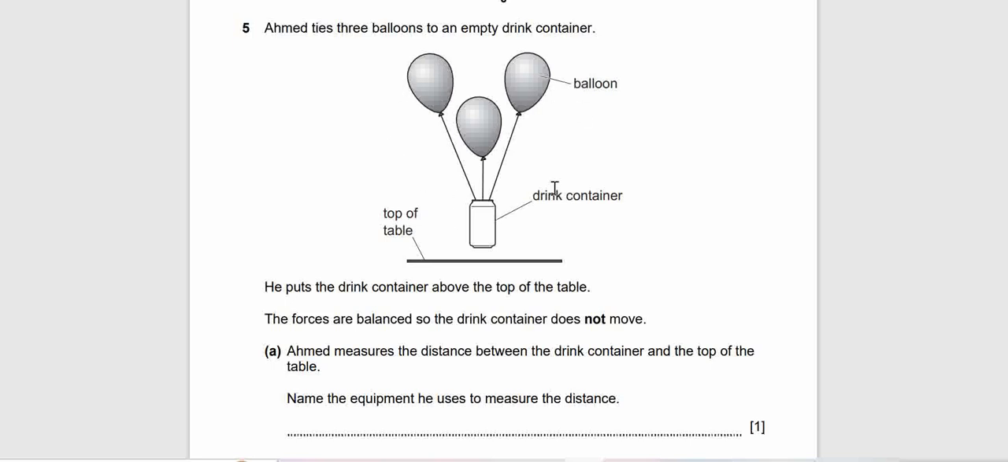1, 2, 3 balloons, drink container, top of the table. He puts the drink container above the top of the table. The forces are balanced, so the drink container does not move. Question A. Ahmed measures the distance between the drink container and the top of the table. Here, name the equipment he uses to measure the distance. 10 seconds.